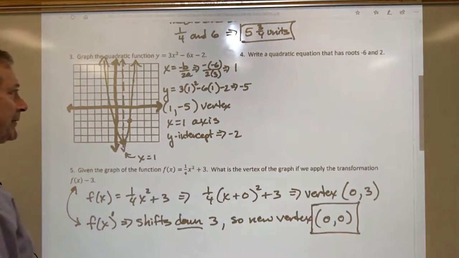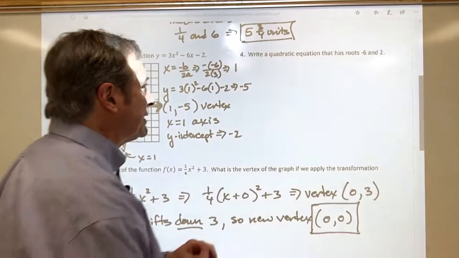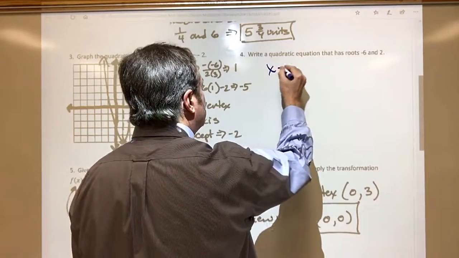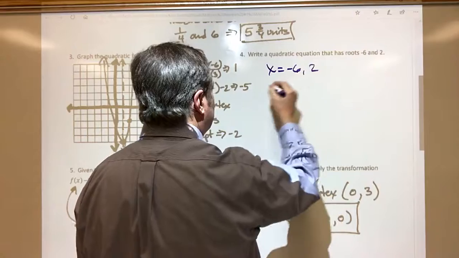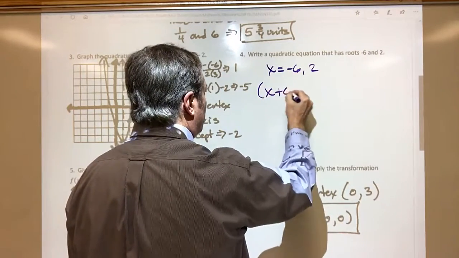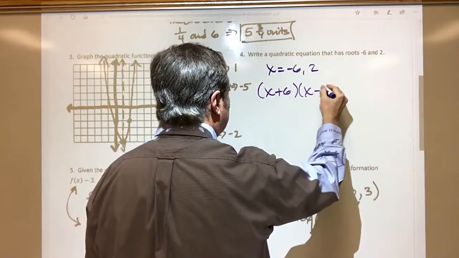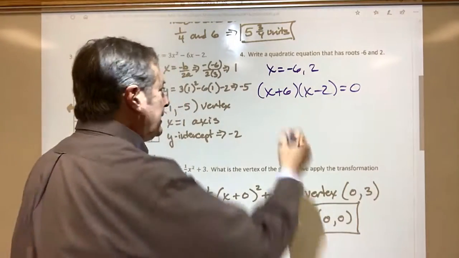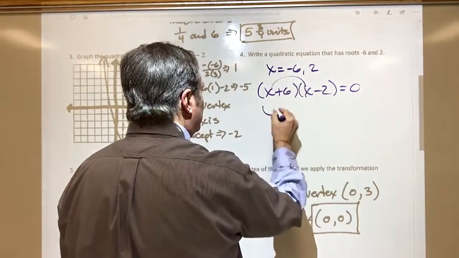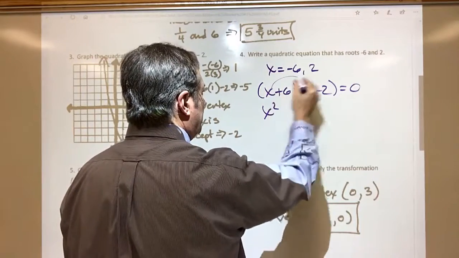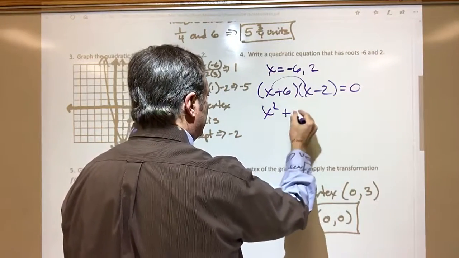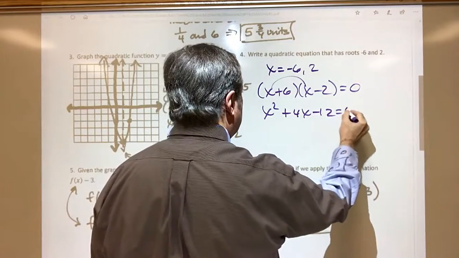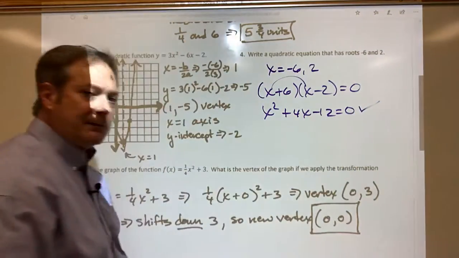Now, for some reason, I forgot to do number 4, so let's do it right now. If it's got roots of -6 and 2, that means it looks like this, which means the factors would be the opposite sign, multiplied together to get you 0. And you multiply here, x squared, and that'd be -2x plus 6, that'd be plus 4x, and then 6 times -2 is -12, and there you have it.